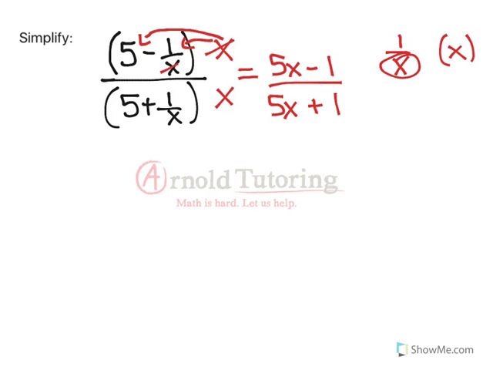There really is no other simplification that we can do. We've gotten rid of the fractions within fractions, so it does look a little bit cleaner. But now we just have a binomial divided by a binomial, two terms. There really isn't anything else we can do. There's no simplification, there's no canceling available. So that's going to be our final simplified answer.